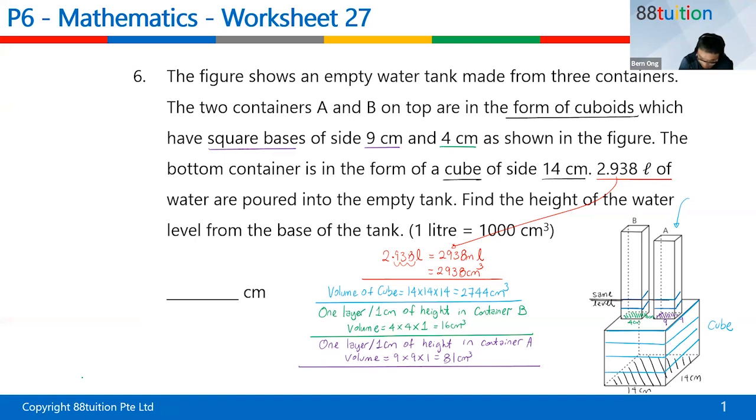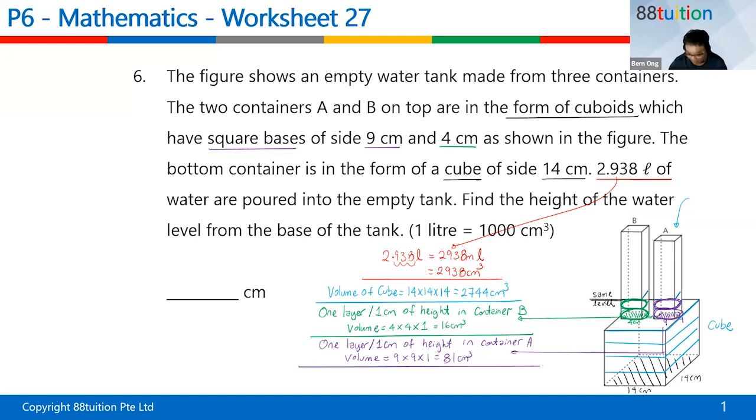So according to my diagram, I look here. This first layer down here is 16 cm cube. My next layer can have another 16 cm cube. Can you see or not? So every layer is 16. And the purple one, the first layer down here, is 81 cm cube. Then my second layer is another 81. Can you see or not? But they will always be at the same level. So you have to count by sets. You have to group them by sets.